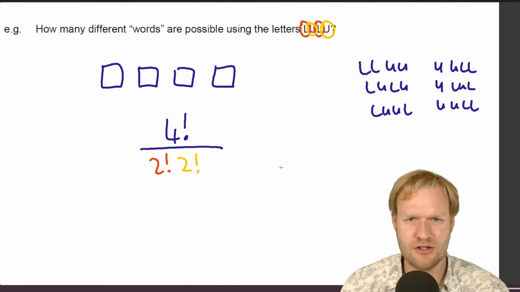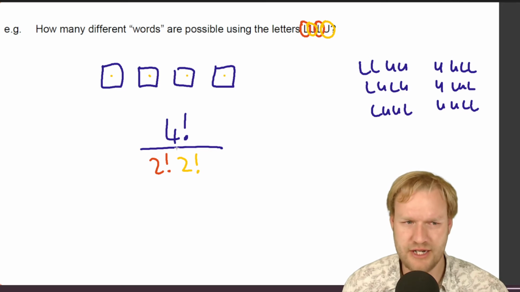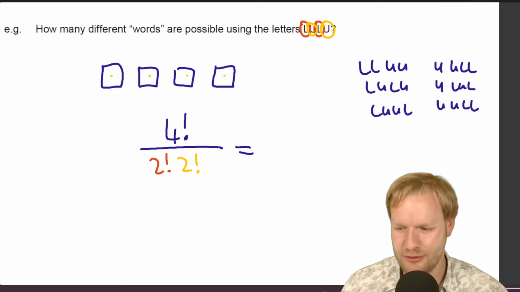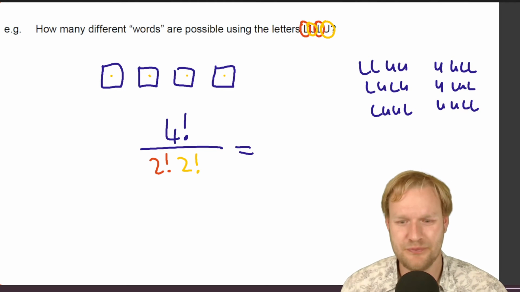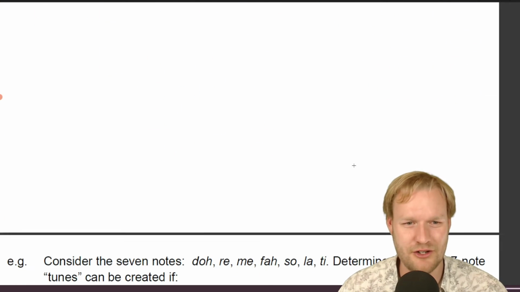So in this case, we've got 4 things we need to fill in: 1, 2, 3, 4. We've got the L repeated twice, and the U repeated twice. So that's what we get. Into the calculator, and tell me you don't get 6. Well, I hope you get 6, because there are 6 over here, and that is 6 on the calculator. So there we go.